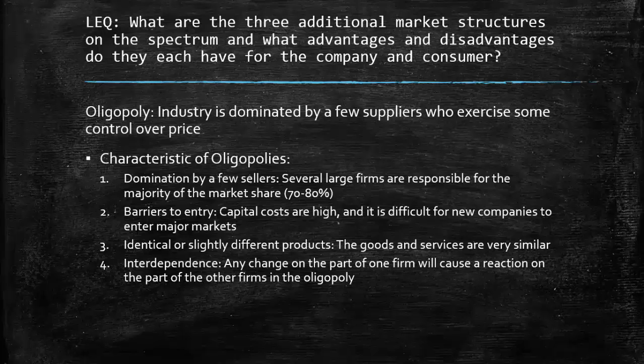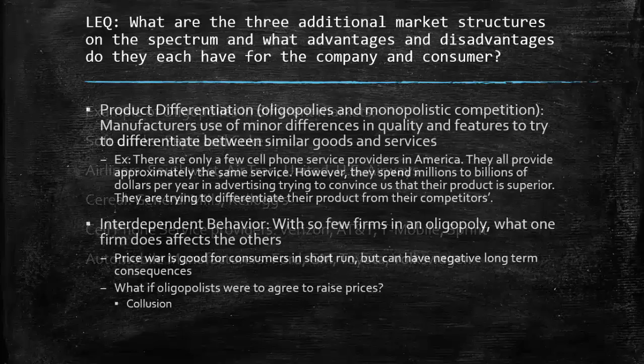And interdependence. Any action Pepsi takes is going to affect Coke. The opposite is also true. Any action Coke takes is going to affect Pepsi. So let's look at characteristic number 3 and 4 in more detail.